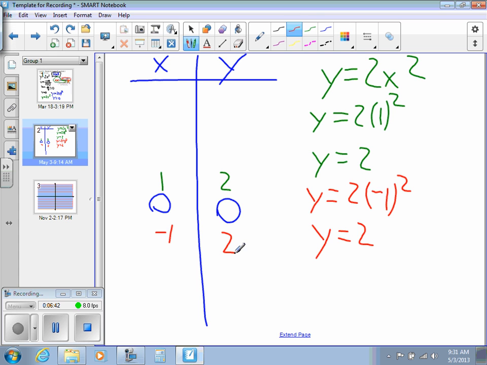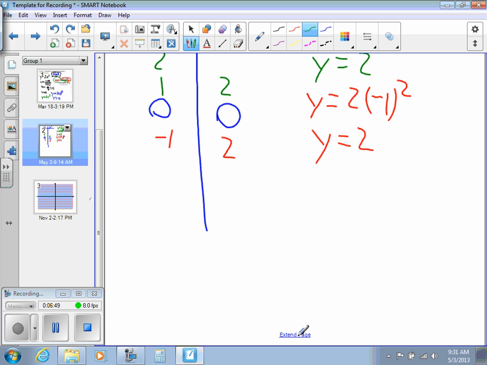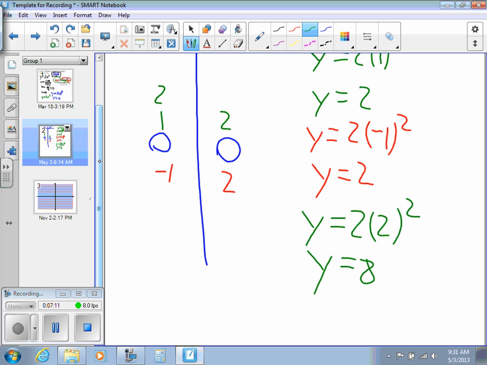Okay? Let's go back to the positive side and try 2. So now we have y equals 2 times 2 squared. 2 squared is 4, and 4 times 2 is 8. So y equals 8. Let me move that down so I can write on it. Y equals 8. Okay.